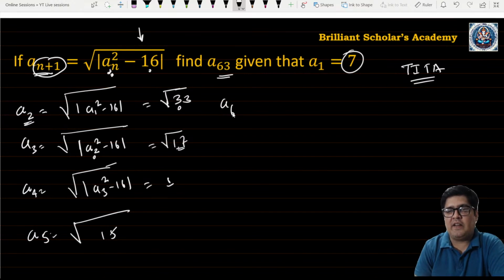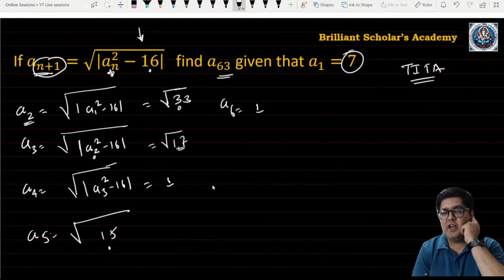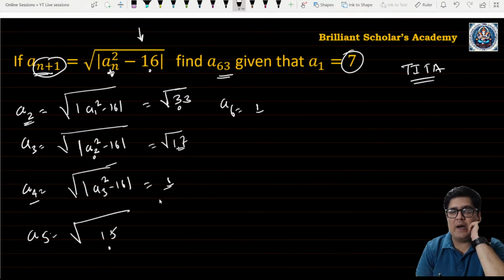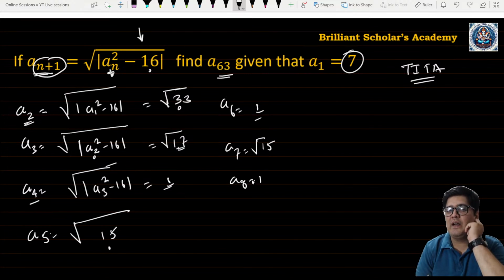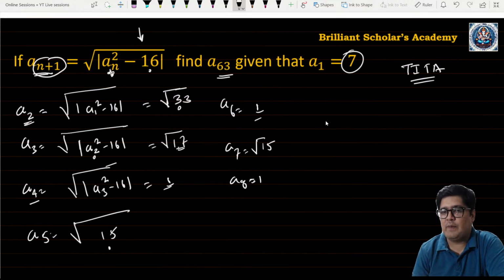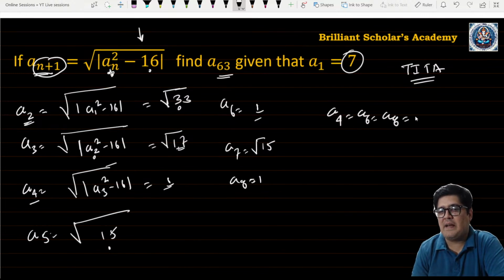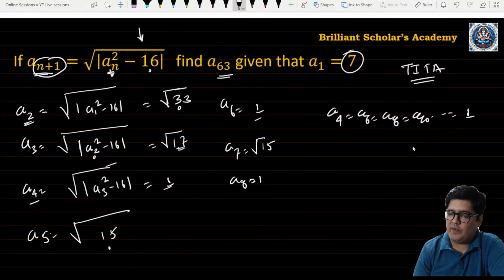What will be A6? I have not been able to see a pattern so far. If I take that 15, if I put it here, root over 15 square, 15. 15 minus 16, 1. Now I see a pattern. The fourth value is 1. Sixth value is 1. The seventh value will be root over 15. Eighth value will be again 1. Now I am playing in even and odd sequences. A4 is the same as A6, is going to be the same as A8, A10. They are all going to be equal to 1 from here onwards.